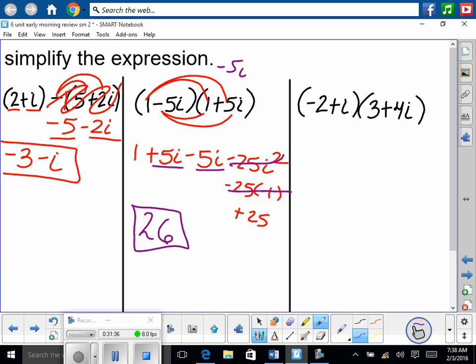But don't make the mistake of saying the i's are always going to cancel out. What if it would have been negative 5i minus 5i? It wouldn't have canceled out, right? It would have been negative 10i. Okay. All right, so next one.